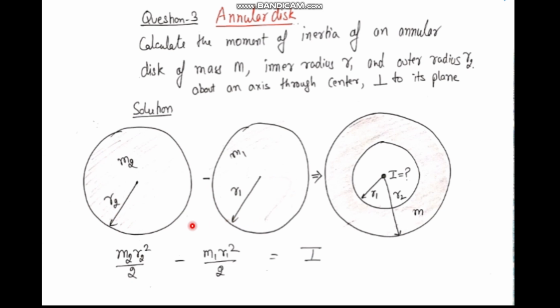So I take a complete disk, I remove a part R1 from it, so I obtain this. Let us say mass of this is M2, mass of this is M1, and mass of this is M. So moment of inertia of this complete disk about this axis is M2 R2 squared by 2, minus the moment of inertia of this, M1 R1 squared by 2, which will give me the desired result. So to find I, all I need is to substitute the values of M2 and M1.